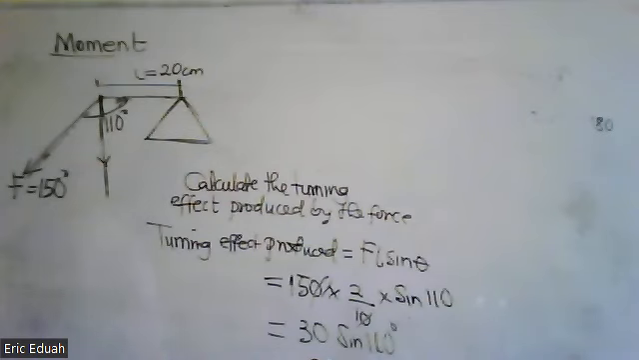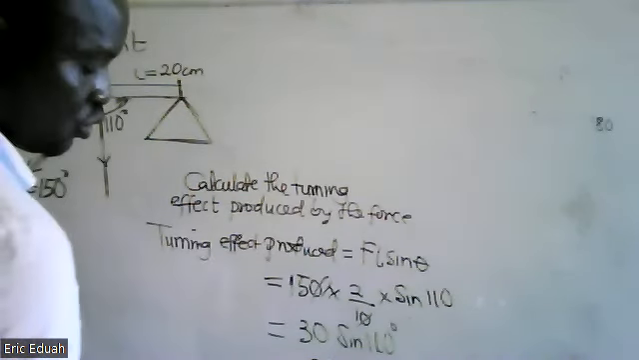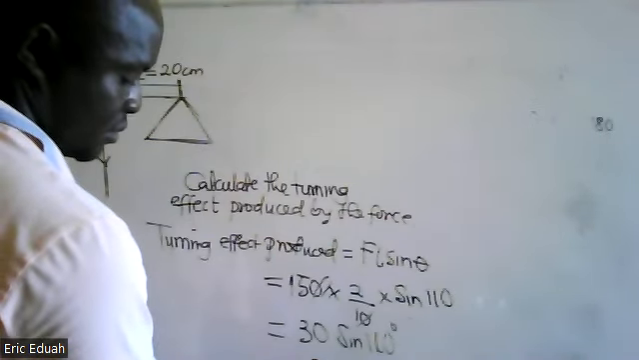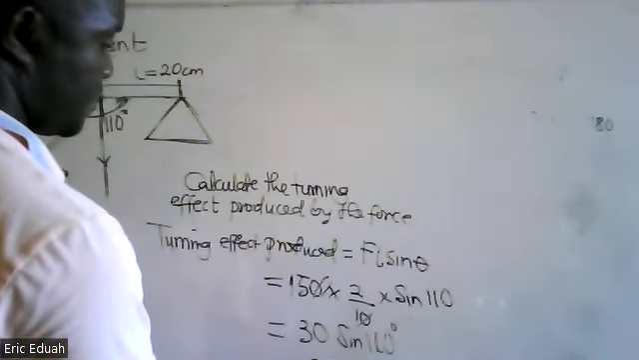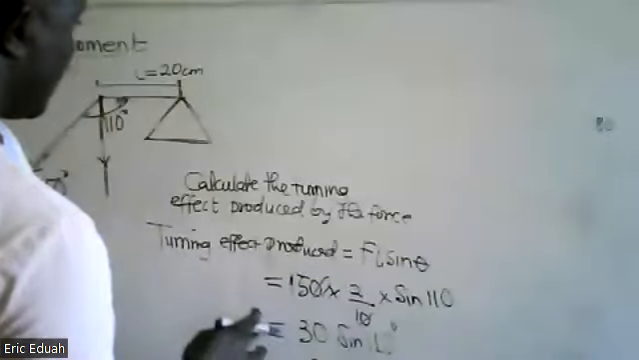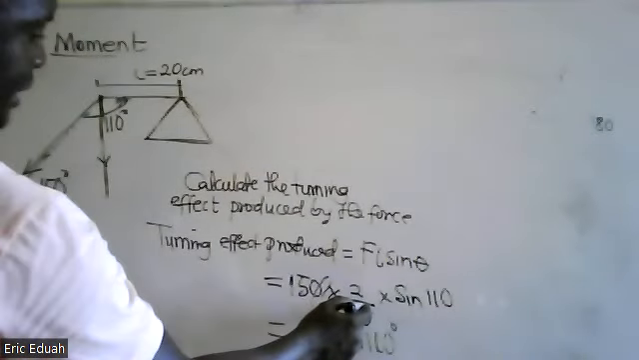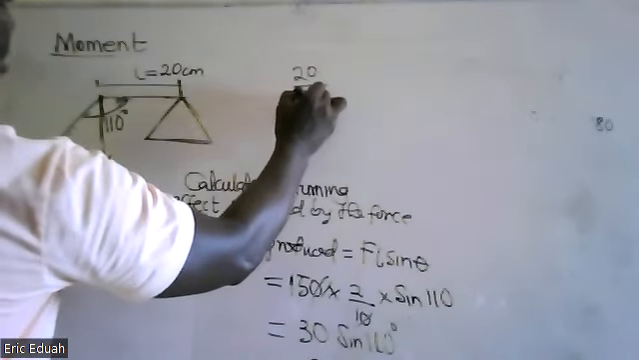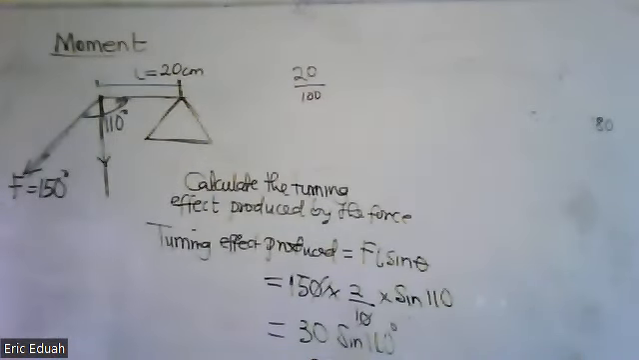Please, instead of writing 20, I wrote 2. Is that 20.2? No, the length is 20, the perpendicular distance. I wrote 2 on 10. 2 on 10, yeah. I didn't, I wanted to use... Sorry. Okay, no, that's fine.